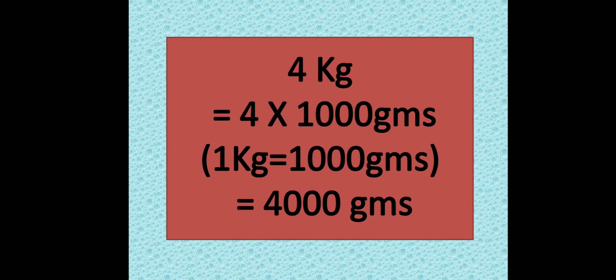Now we have to convert 4 kilogram in gram. So we know that 1 kilogram is equal to 1000 gram. So we can write 4 kg is equal to 4 into 1000 gram, because 1 kg is equal to 1000 gram. Thus it is equal to 4000 gram. Hence 4 kg is equal to 4000 grams.